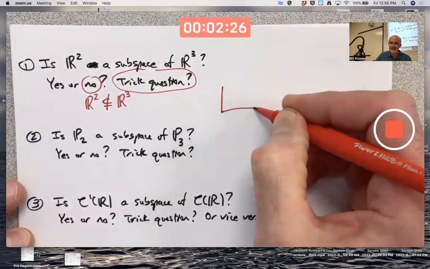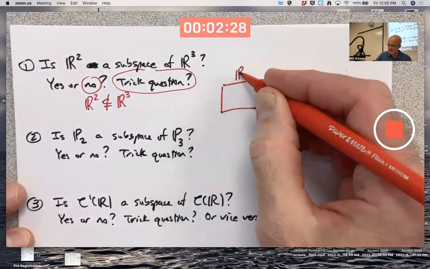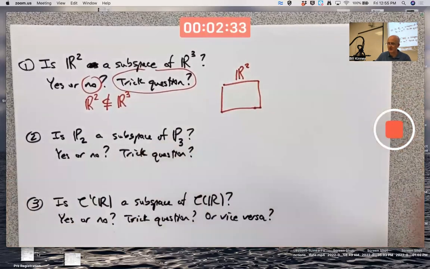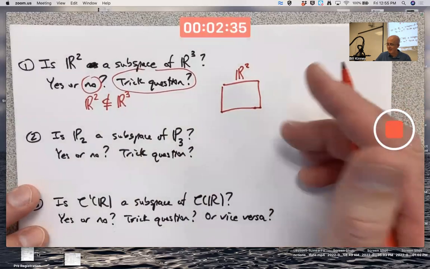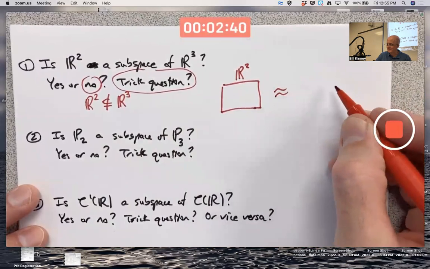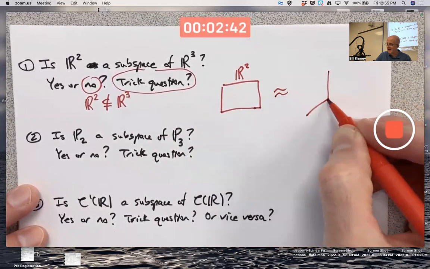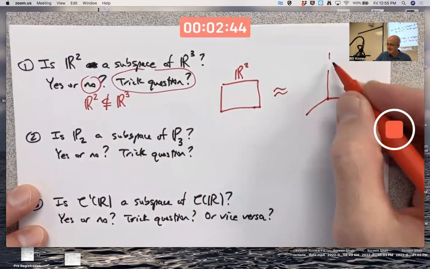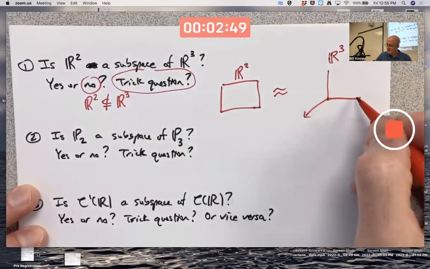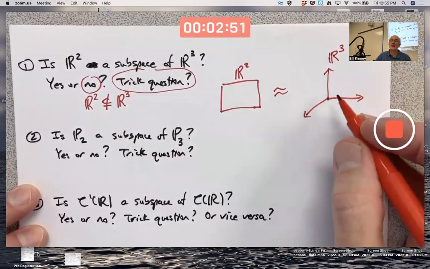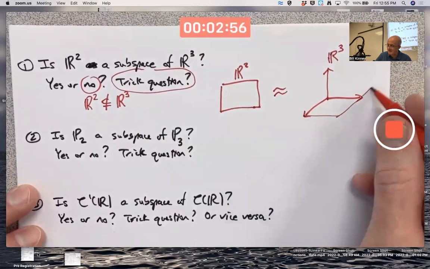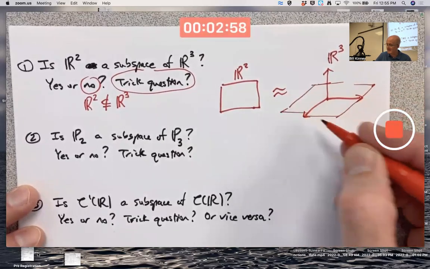The plane, pretend this is the plane, R2. I'm drawing it as a square or a rectangle here, but imagine it goes on forever in all directions. It is isomorphic to, we could use that kind of symbol, a subspace of R3. This is supposed to represent a picture of R3, three-dimensional space. In fact, it's isomorphic to infinitely many subspaces of R3. The most natural one to pick is the XY plane, sitting inside three-dimensional space.